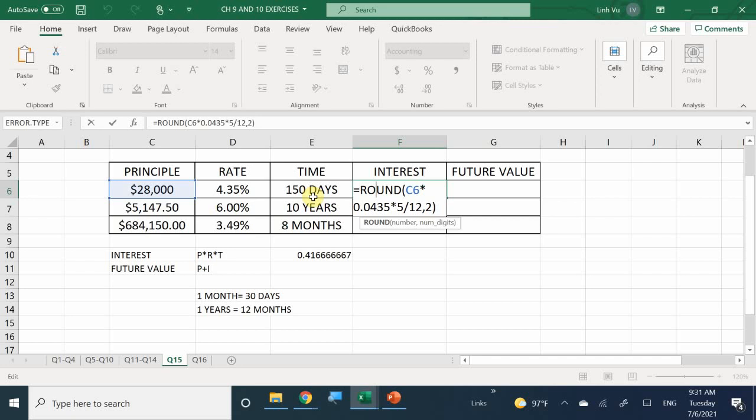Well, in this case, 150 days isn't in terms of years. I'm not calculating 4.35% interest on a whole year. I'm only doing 5 months out of a year, right? So I have to convert my time to reflect what it's going to look like in terms of years. In this case, I'm only doing about 40% of a year, right? I'm not doing the full 12 months. I'm only doing 5 out of the 12 months.